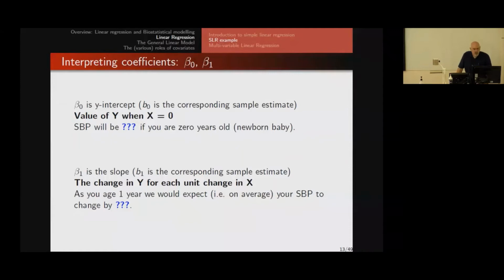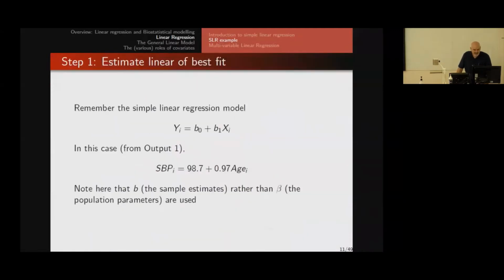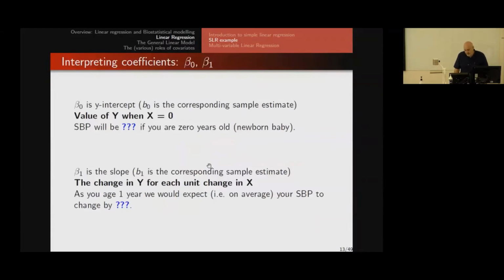What value would we expect Y to take? In other words, if age is 0, this term disappears, and we would expect you to have a systolic blood pressure of 98.7. Now, I'll come back to that in a minute. Beta 0 is sort of a silly value in some respects. In a lot of contexts, it doesn't actually make any sense, including this one.